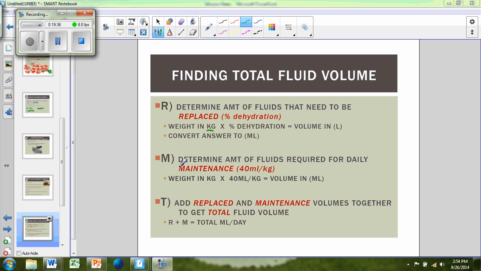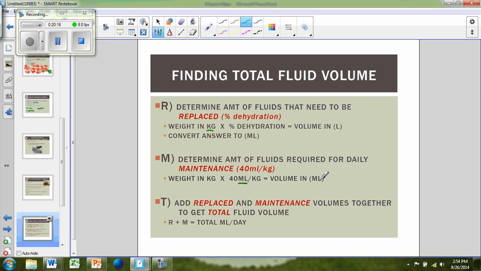To find maintenance, we're going to determine the amount of fluids required for daily maintenance. Usually animals, dogs and cats specifically, will drink or consume about 40 mLs per kilogram of that animal's weight. So 40 mLs per kilogram is going to be our maintenance amount that we multiply by the weight of the animal in kilograms. So weight in kilograms times 40 mL per kilogram gives you a volume in mLs, because our volume is in mLs here for our maintenance rate.